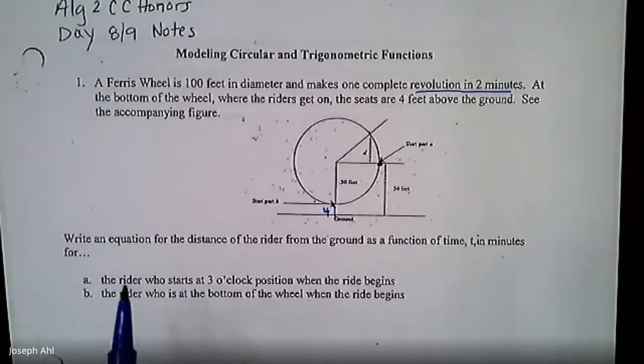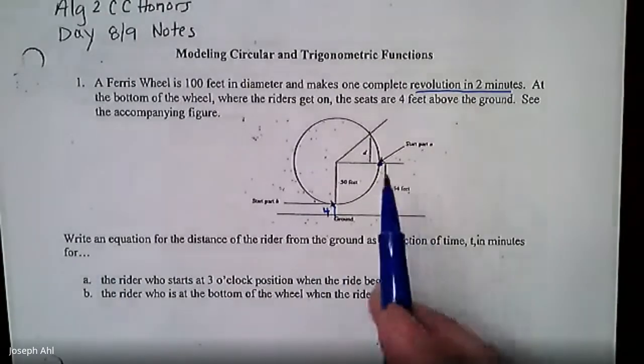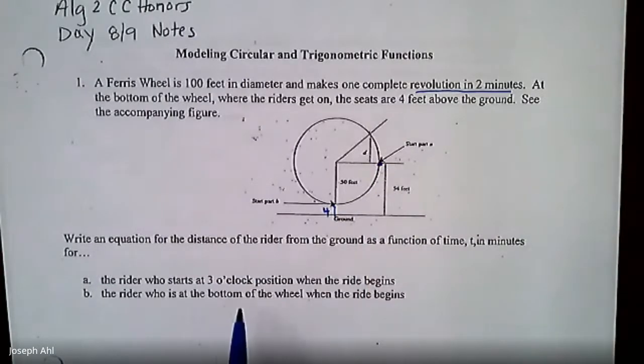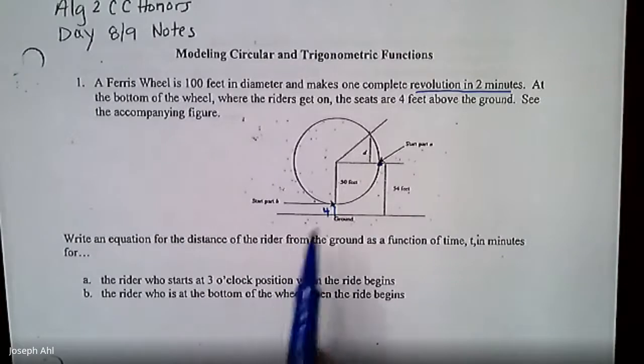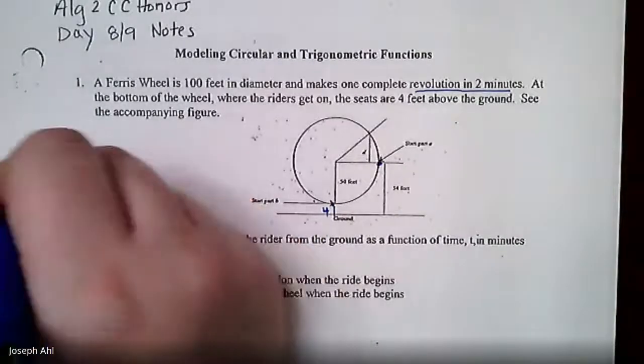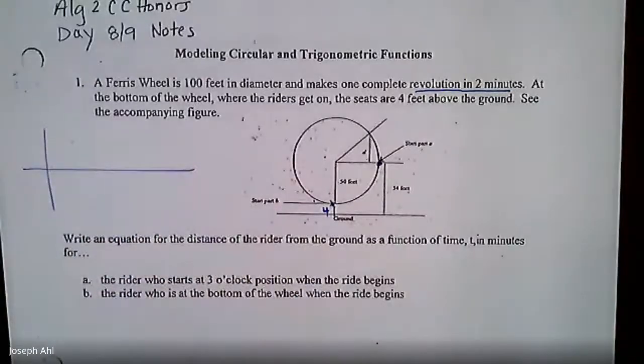So we want to do this in two different ways. Once where the rider starts at the 3 o'clock position, that's this part right here. And then we'll set up a different equation when the rider is at the bottom of the Ferris wheel. And we'll see what function makes the most sense. Okay, let's see if we can graph this here.